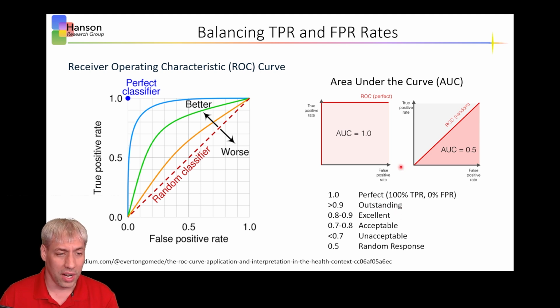And so obviously you want to have this area under the curve as large as possible, and that tells you how good your detection system is. And so generally anything above 0.8 you're excited about. Anything above 0.9 is outstanding.